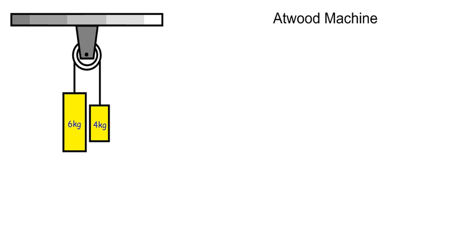We shall now consider another system of interconnected bodies known as the Atwood machine. This consists of two masses connected together by means of a string that runs through a freely rotating pulley. When the masses are released in this position, we would obviously expect the 6 kilogram mass to lower and the 4 kilogram mass to rise as the pulley rotates.